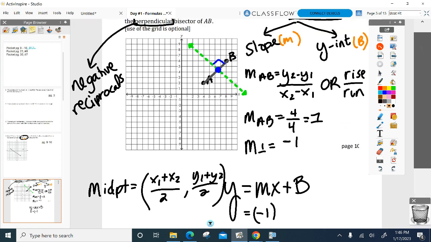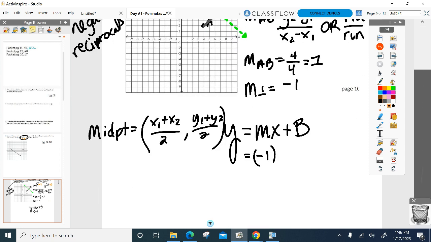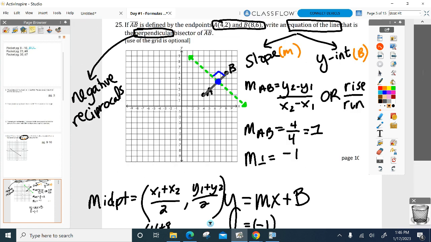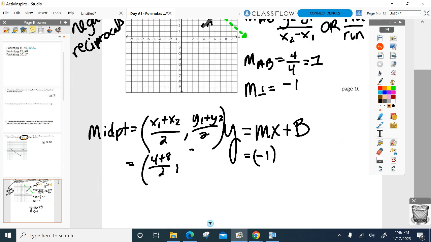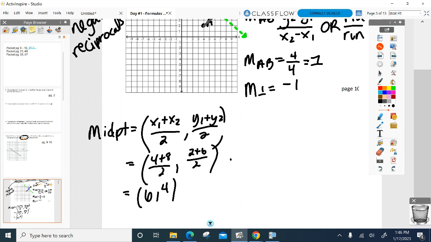Okay, plug in your points. 4, 2, and 8, 6. 4 plus 8 divided by 2. And what are the y coordinates? 2 and 6. What's my midpoint? Was that 6, 4? All right. Let me separate this here. Okay, what's my y coordinate? 4. Slope we already had in as negative 1. What's my x-coordinate? 6. And now I give you b.